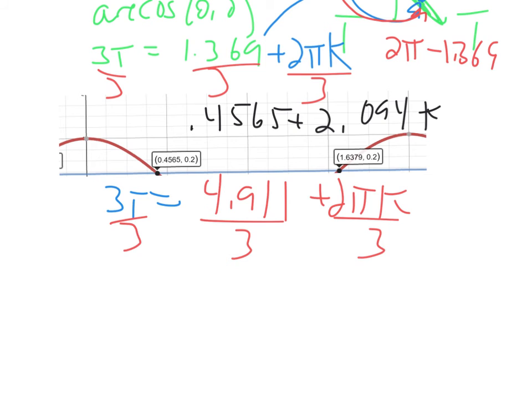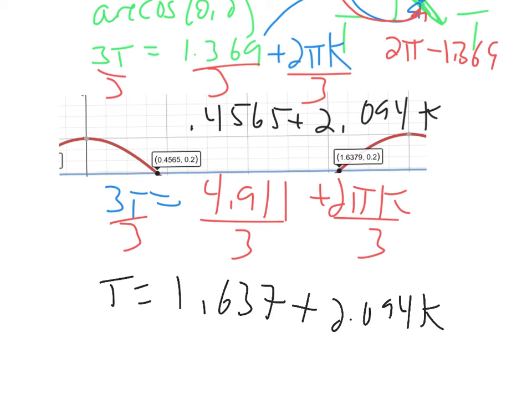And then we're going to do that same thing down here. I'm going to get t equals, let's see, 4.91-ish divided by 3 is 1.637 plus that same 2.094 k. So now I'm going to add this number to that until I hit whatever 4 pi over 3 is. So let's go ahead and do that.